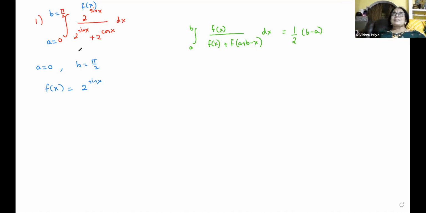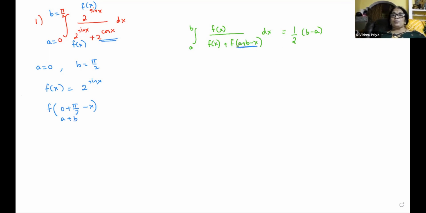So f of x is 2 power sin x. So down also we have f of x. Now, what is this 2 power cos x? That we have to check. So if I take f of a plus b minus x, what will I get? A plus b minus x.